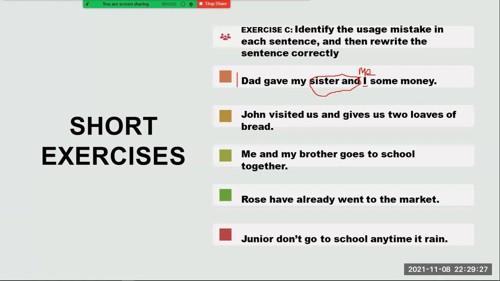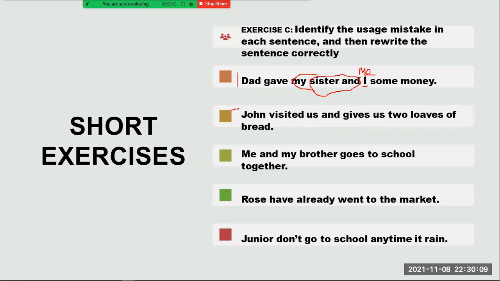Now, if we remove my sister and, then all we have here is I. And can you imagine a sentence that is like this? Dad gave I some money. Does it make sense? It doesn't. So that shows we need the objective form of I, which is me. Dad gave me some money. And so if we add my sister, Dad gave my sister and me some money.